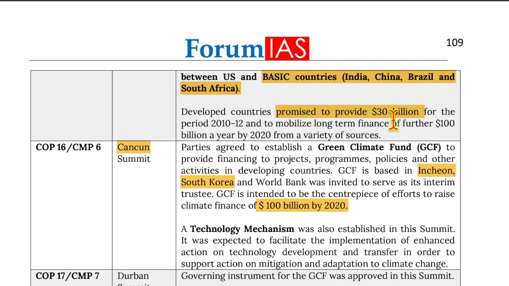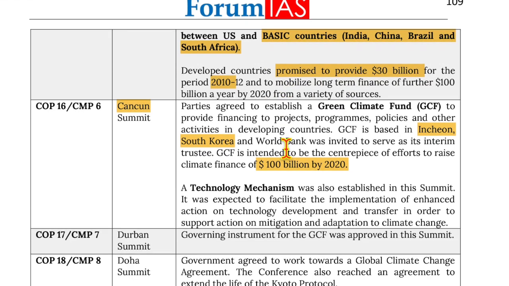Now, developed countries promised to provide $30 billion for the period of 2010 to 12 to mobilize long-term finance for a further $100 billion a year by 2020 from a variety of sources. Now, this was fast-track finance, something like fast finance.